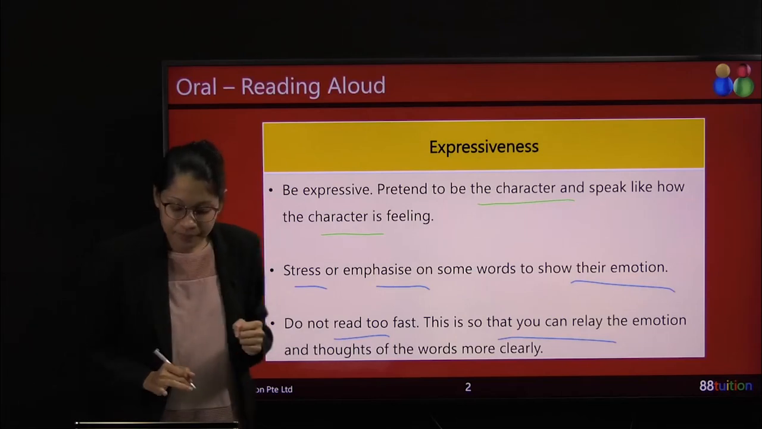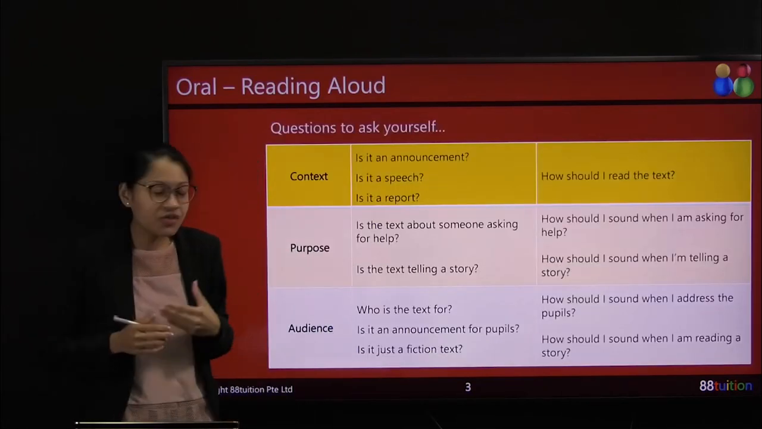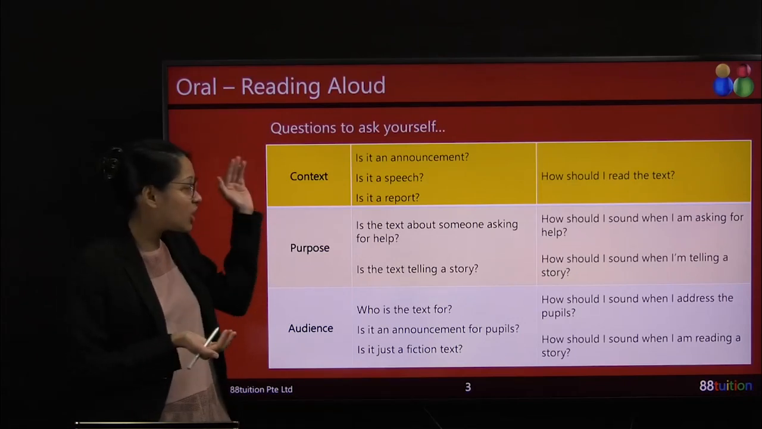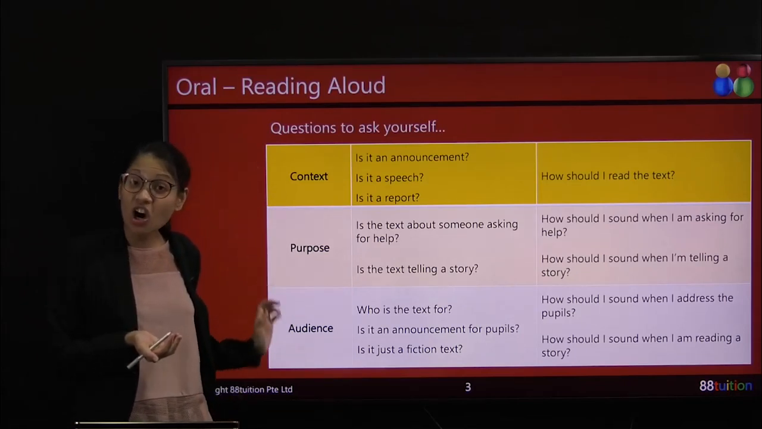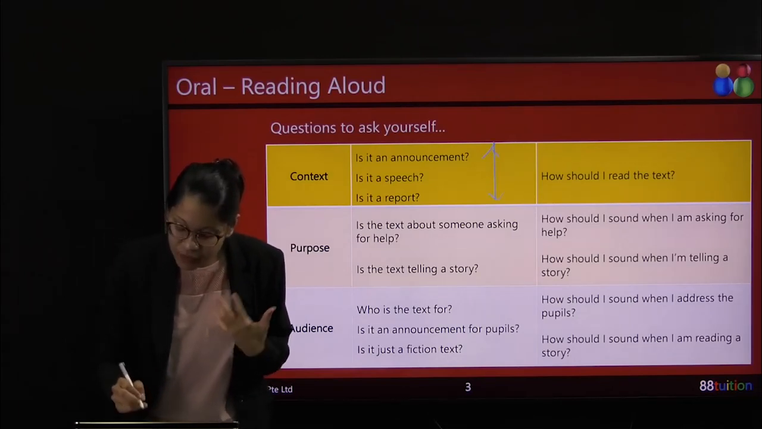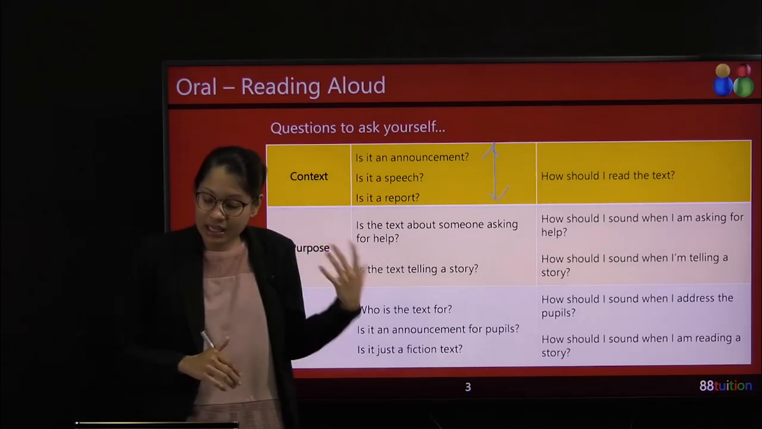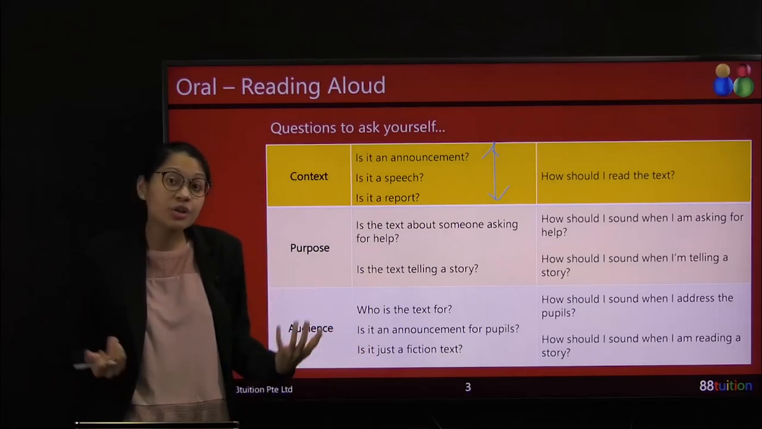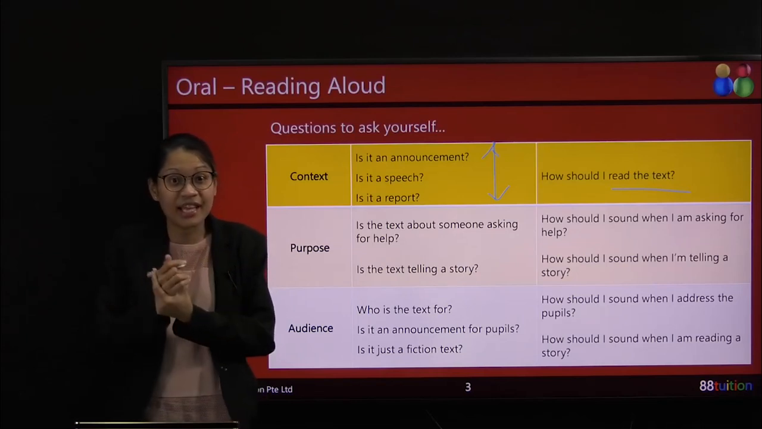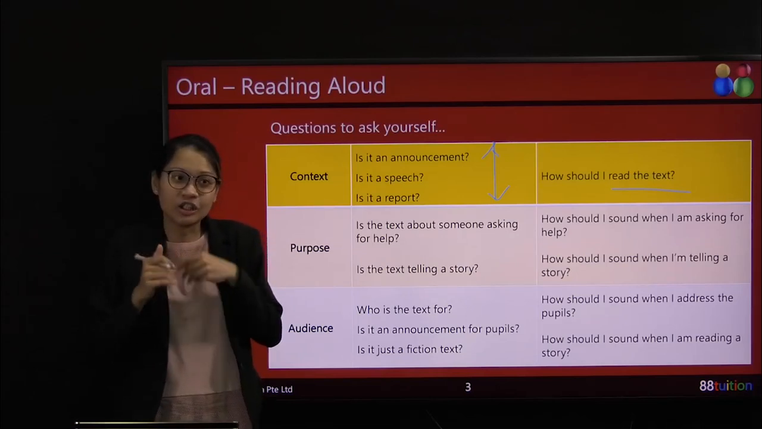Now, remember students, whenever we see a passage, we look at three things: the context, the purpose, as well as the audience. When we talk about the context, what kind of text are we reading? Is it an announcement, a speech, a report? How should I read the text? This conveys the emotion that you are going to be showing.